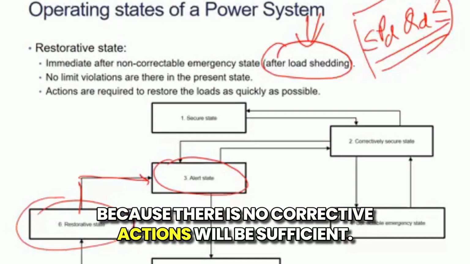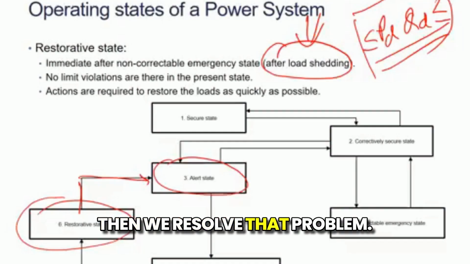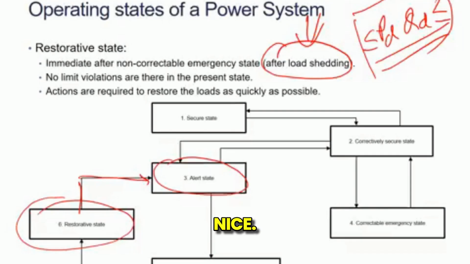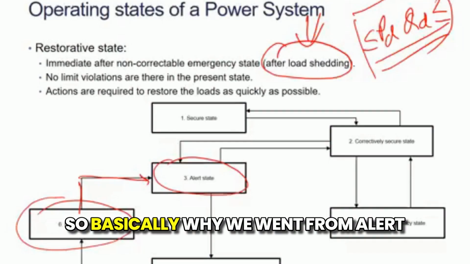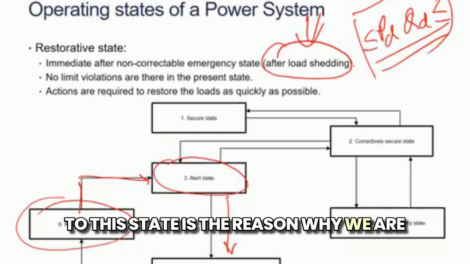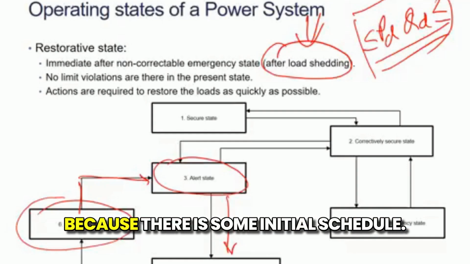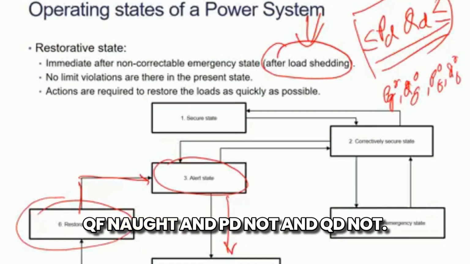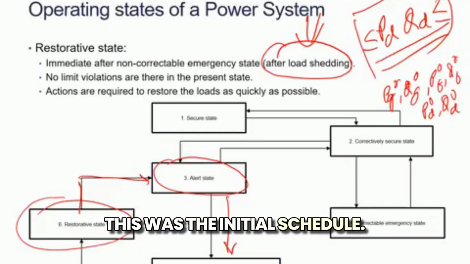Because no corrective actions will be sufficient till we resolve that problem. Until then, we cannot go to the corrective state. Awesome, nice, perfect, exactly. So basically, the reason we are again coming back to the alert state is that there is some initial schedule: PG naught, QG naught, PF naught, QF naught, and PD naught and QD naught. This was the initial schedule.